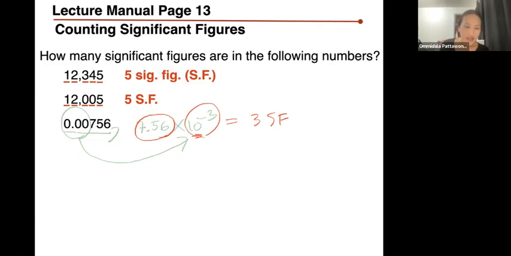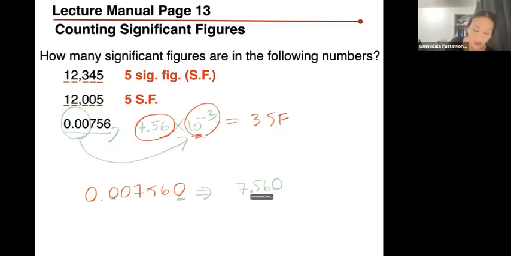Now you may ask, what if I put 0.00756 with a 0 here? Same thing, you can convert this into scientific notation, and it might be easier for you to see. If you convert this, it would be 7.56 and then the last zero. Don't forget, the last digit is the estimate, so you need to include it because it is part of the measurement. Then times 10 to the negative 3. So in this case, you count that last zero right there, so it would be 4 sig figs.